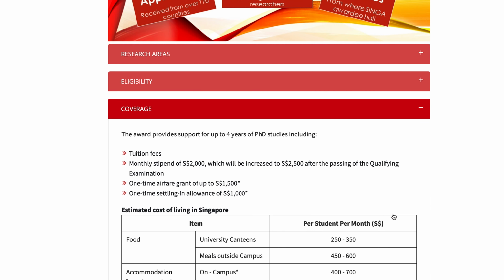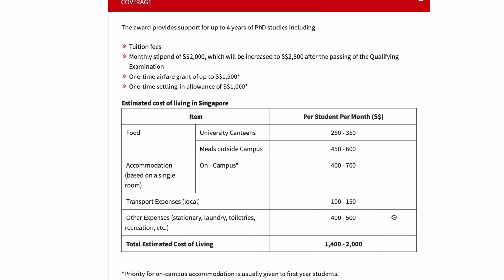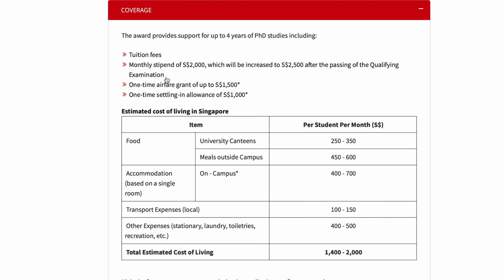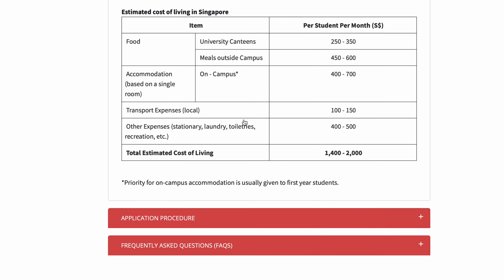So next is coverage. From here you can check the award provides support for up to 4 years of PhD studies, including tuition fees waived, and you receive a monthly stipend of $2,000, which will be increased to $2,500 after passing the qualifying examination, a one-time airfare grant of up to $1,500, and a one-time settling-in allowance of $1,000. So from here you can check every piece of information.